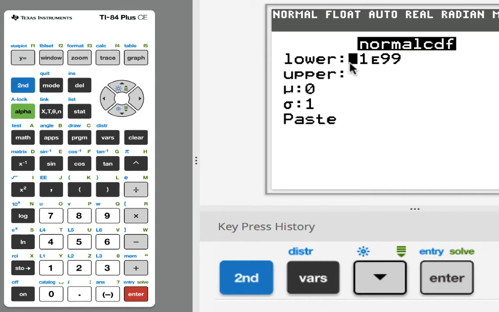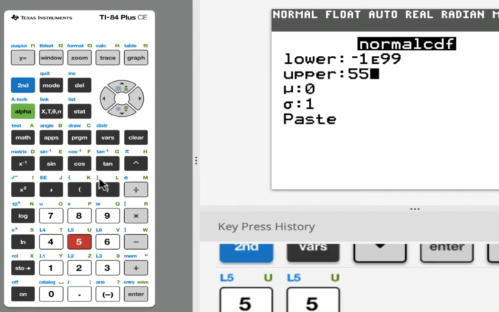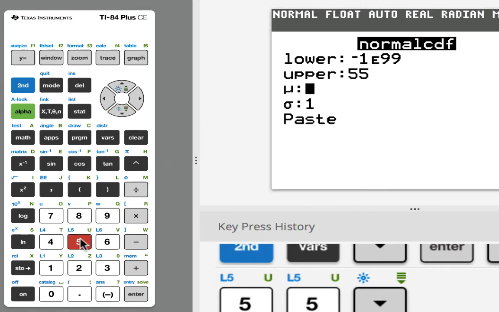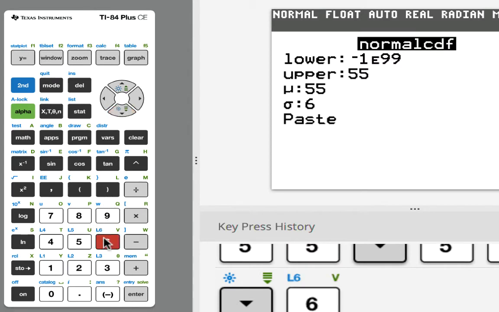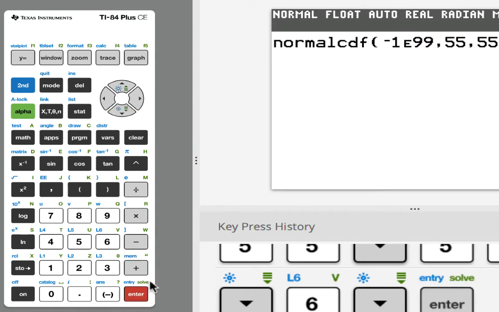And this by default is minus 99, so let it be as it is. What is my upper? So take the cursor, remember the upper is 55. Then take the cursor down, your mu is 55, guys, and your standard deviation is 6. Then go ahead, take the cursor to paste, and then press enter. You will get this on the screen, and then again, go ahead, press enter.